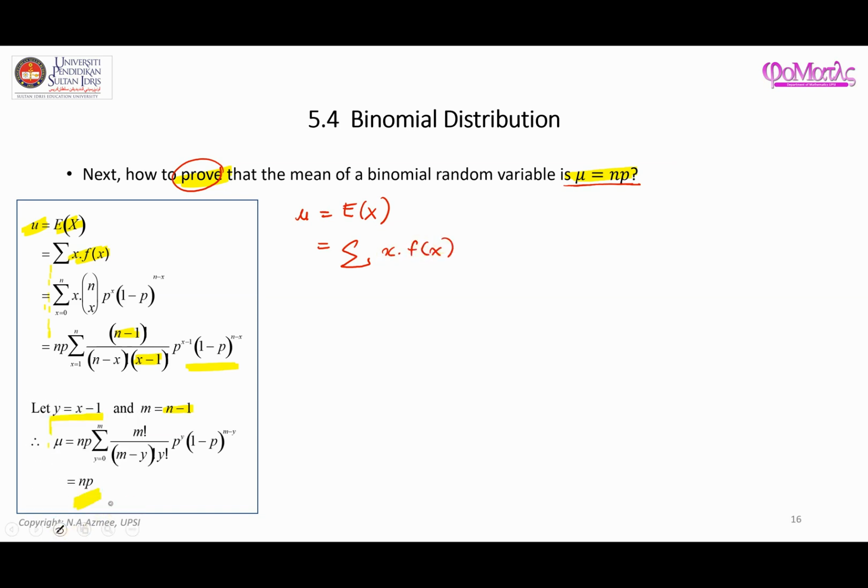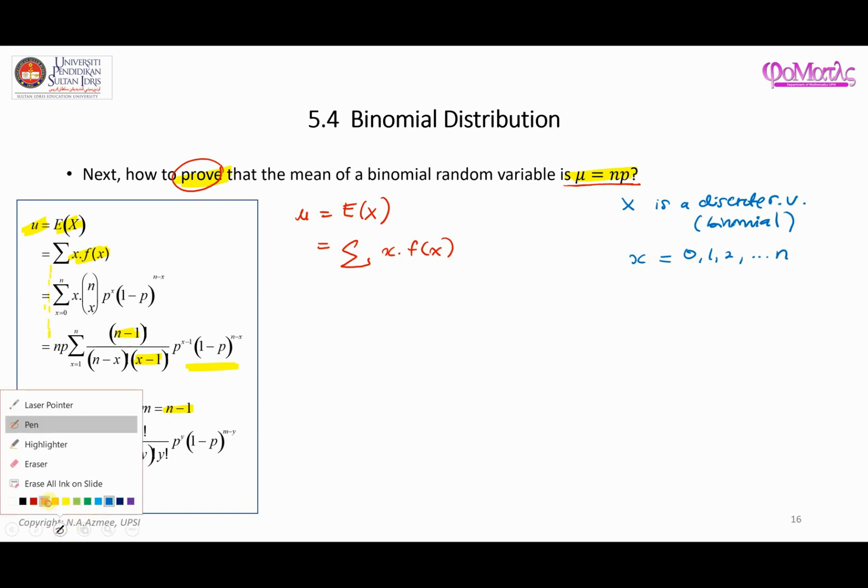So here is X. X is a discrete random variable, and it is a binomial to be specific, and the values of x can take values such as 0, 1, 2 until n. Therefore, what we need to further define is this part right here, where the values of x are from 0 until n.